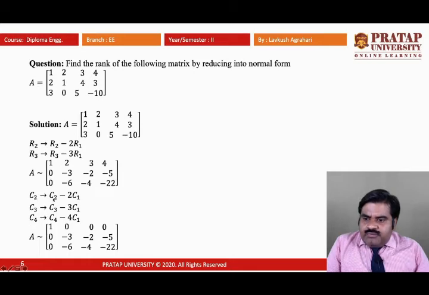Now we are going to perform the column operations. If we perform the column operations, the elements of the first row will change, and there will not be any impact on the elements of the second and third rows. The operations are C2 replaced by C2 minus 2C1, C3 replaced by C3 minus 3C1, and C4 replaced by C4 minus 4C1. In this way the other elements of the first row and first column become 0, and the element A11 is 1.